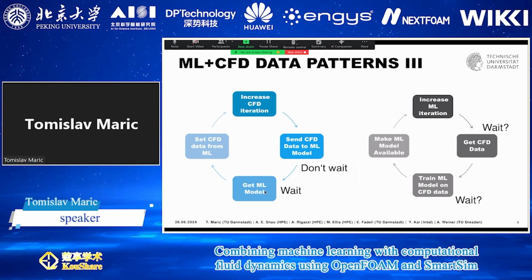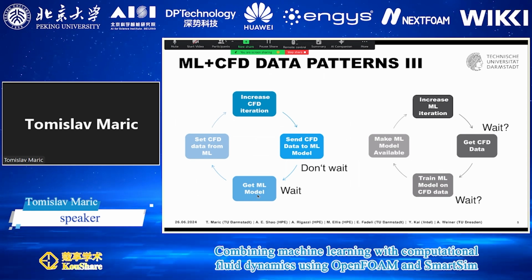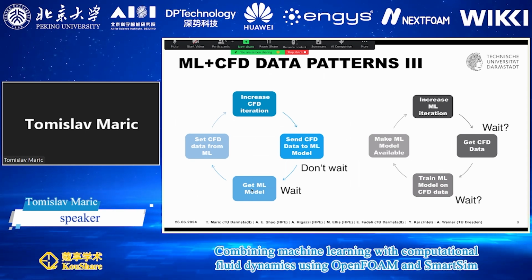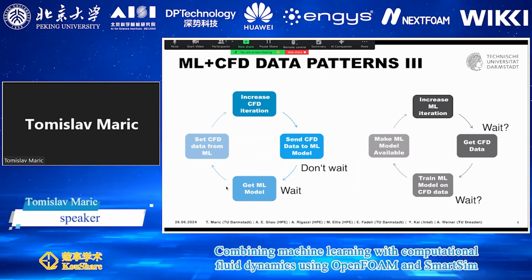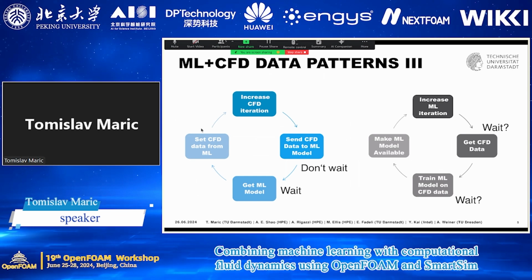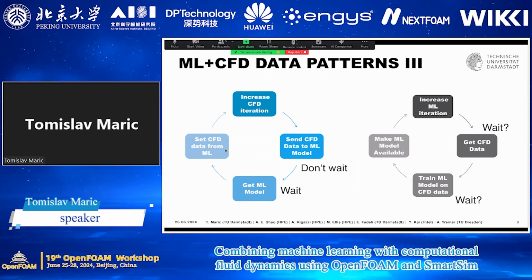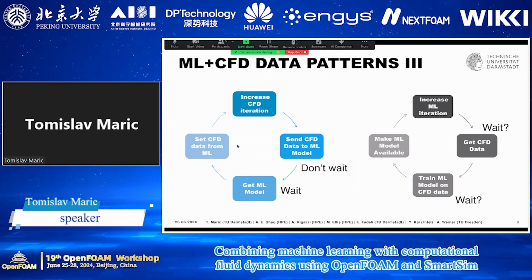and then you would like to obtain the machine learning model, but you don't want to obtain it before it is trained, right? You want a trained model in the CFD, so you have to wait for the model to be trained. And then you use the model, and then you get some CFD data from ML. It can be input data for solving PDEs. It can be, I don't know, something general.